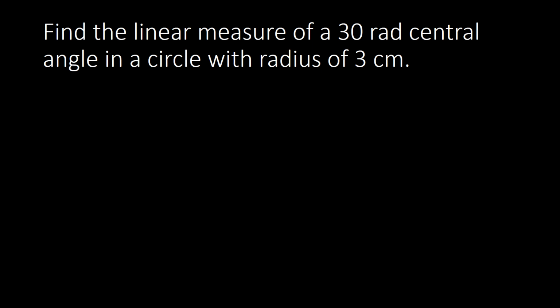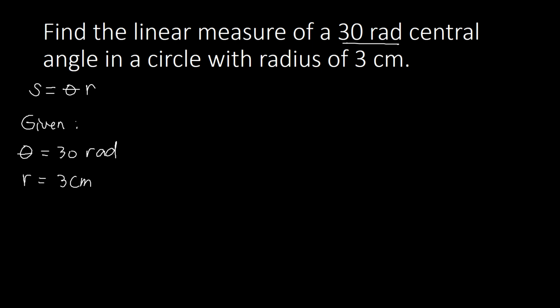Let us now move to finding the linear measure of a 30 rad central angle in a circle with a radius of 3 cm. Our angular measure here is 30 rad. All we have to do again is to make use of S equal to theta times r, in which we have the given information: our theta is 30 rad, which is already in radian form, so we do not bother converting that anymore. And then our r here is 3 cm.